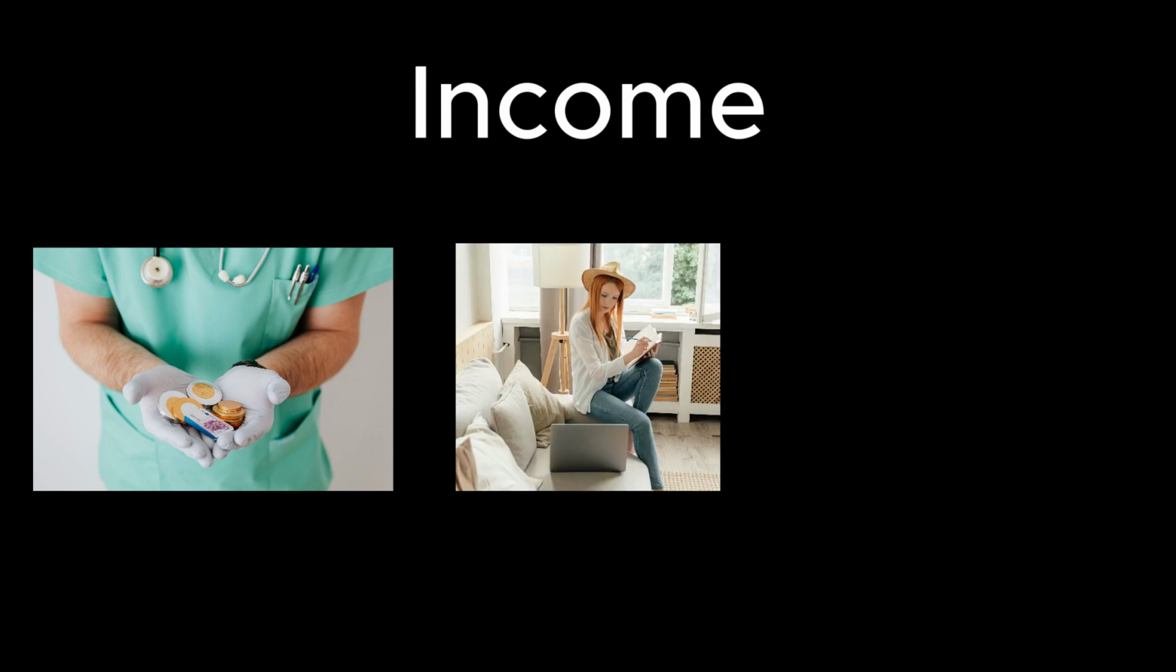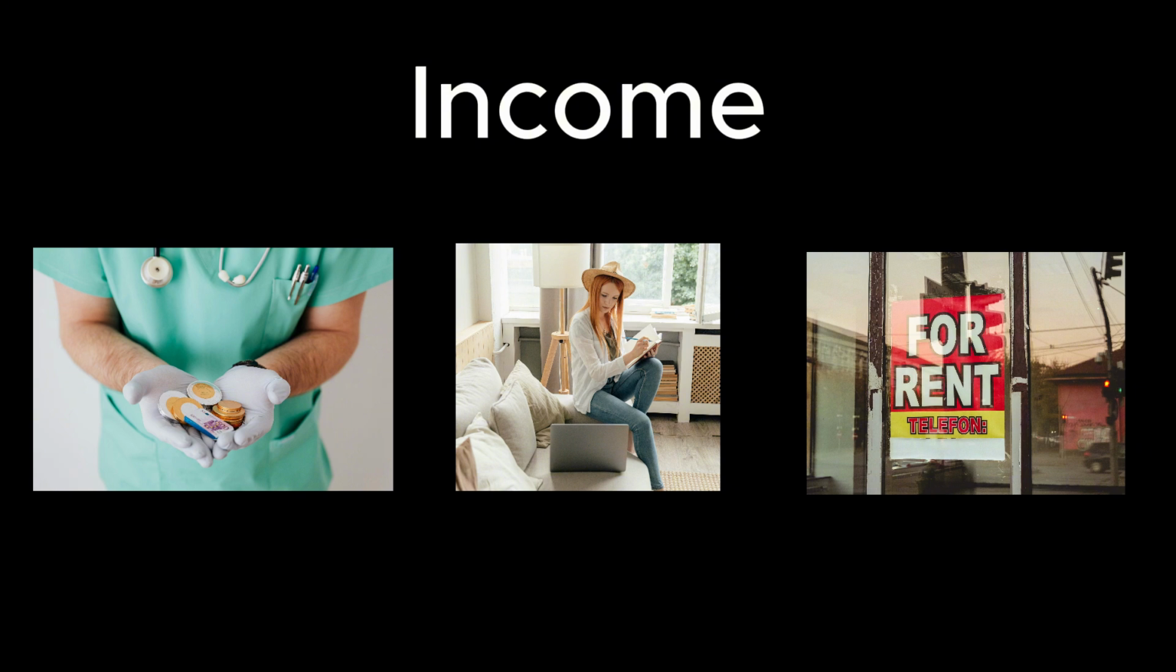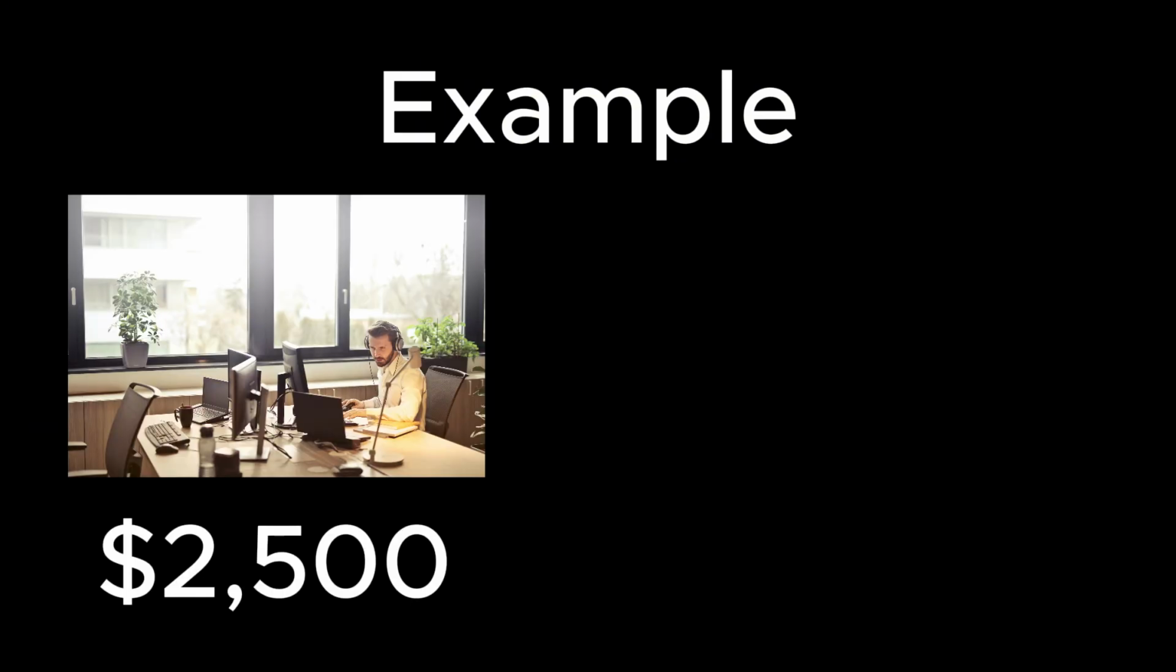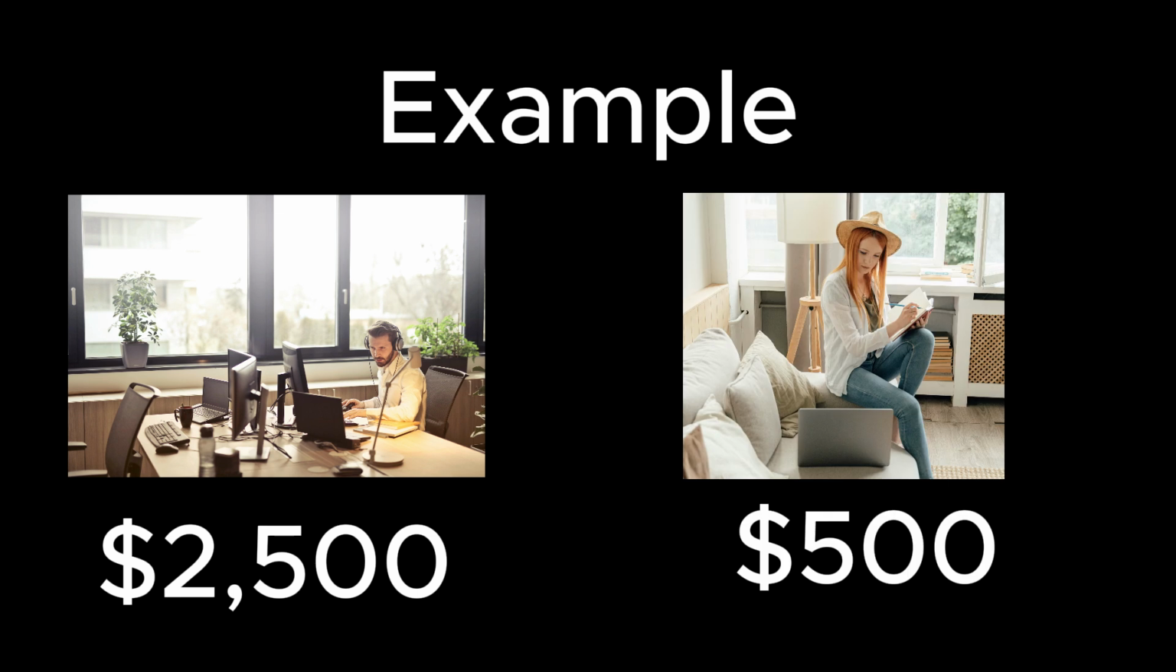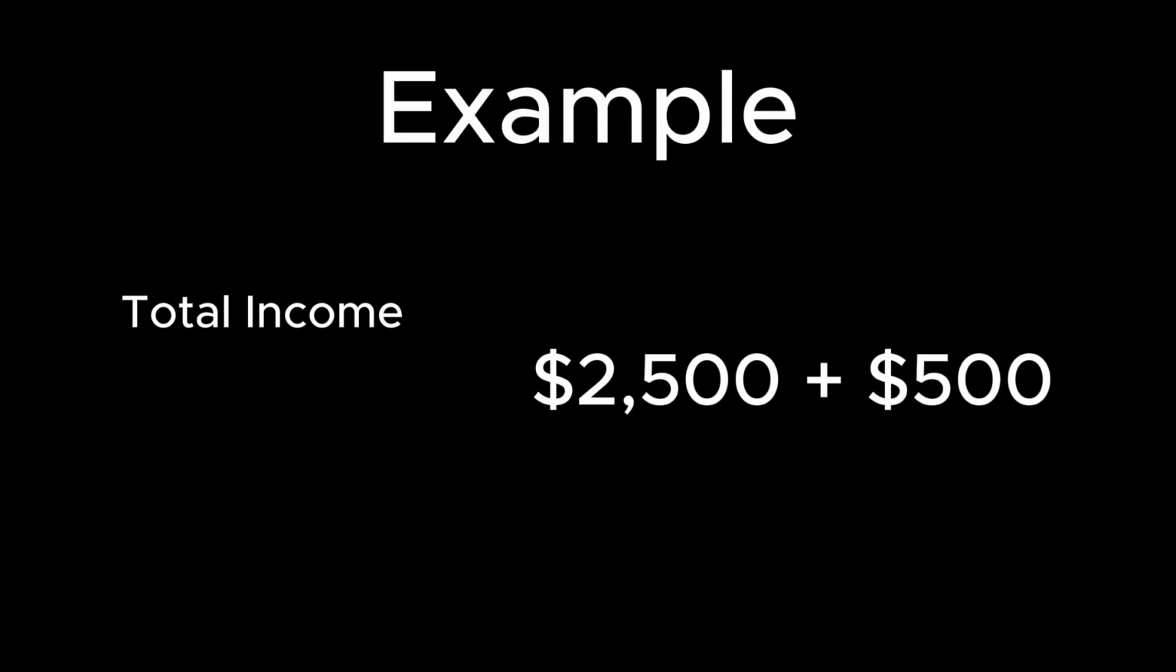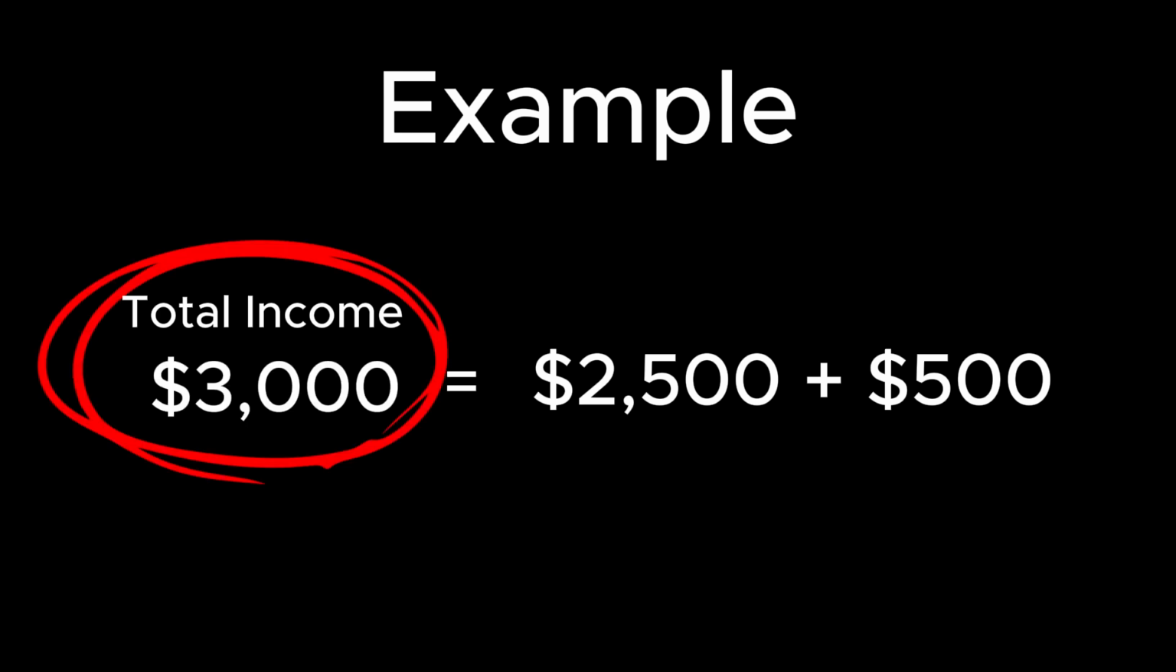Step 1. Let's start with your income, the money you earn. This could be your salary or wages, income from a side hustle or freelancing, or any other source like rental income. For example, let's say you earn $2,500 per month from your job and $500 from freelancing. Write those numbers down. Your total income is $2,500 plus $500 equals $3,000. Knowing your income gives you a clear picture of how much you have to work with.